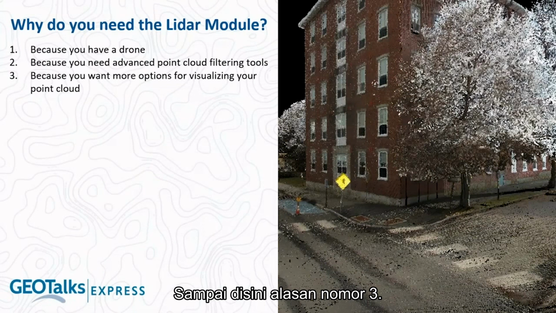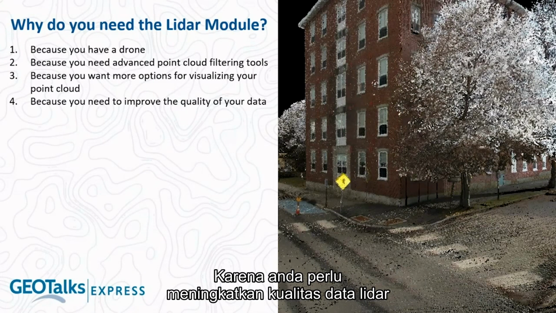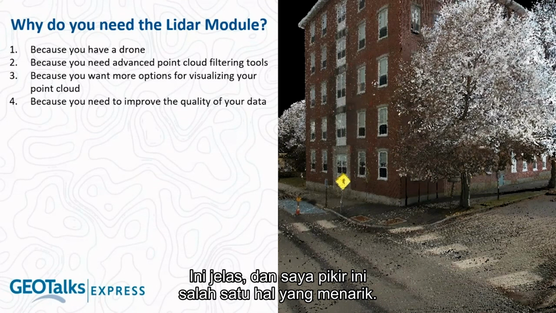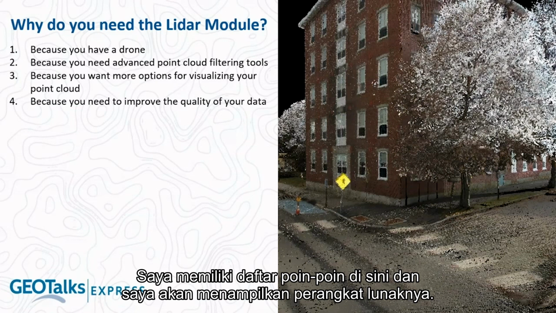How are we doing here? We're up to 3. Okay, what's number 4? I'm surprising myself here. Because you need to improve the quality of the LiDAR data. This is an obvious one, and I think Jody mentioned this as one of the highlights or one of the reasons you might want to take a look at this. I have a list of bullet points here, and I'll bring up the software to actually point these out.